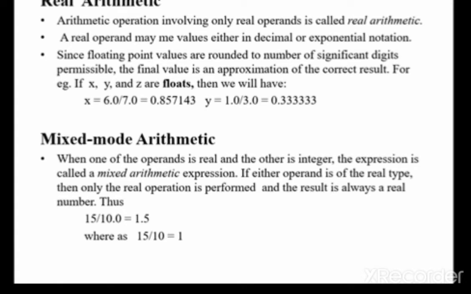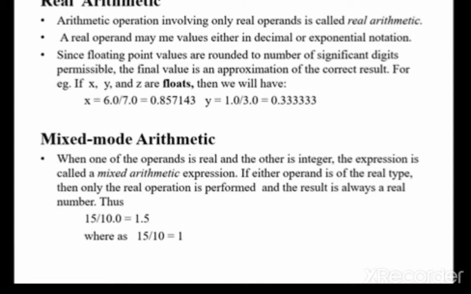Next, mixed mode arithmetic. Here, take a is float, b is integer. We give a plus b. So in that, a is a floating point number and b is an integer number. What is that type of expression referred to as? This type of expression is referred to as mixed mode arithmetic.